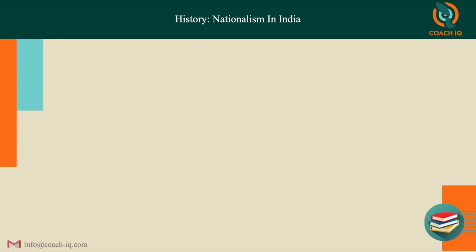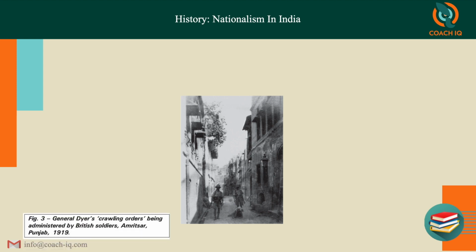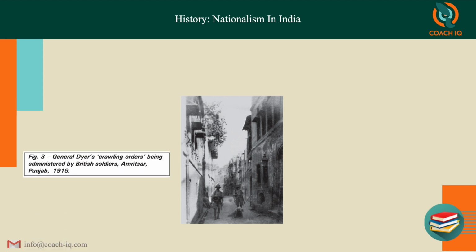Now in the first image, they are showing you two soldiers and a person crawling on the street. It is written, General Dyer's crawling orders being administered by the British soldiers, Amritsar, Punjab, 1919. This image is related to the terrible Jallianwala Bagh killings where hundreds of innocent Indians were killed.